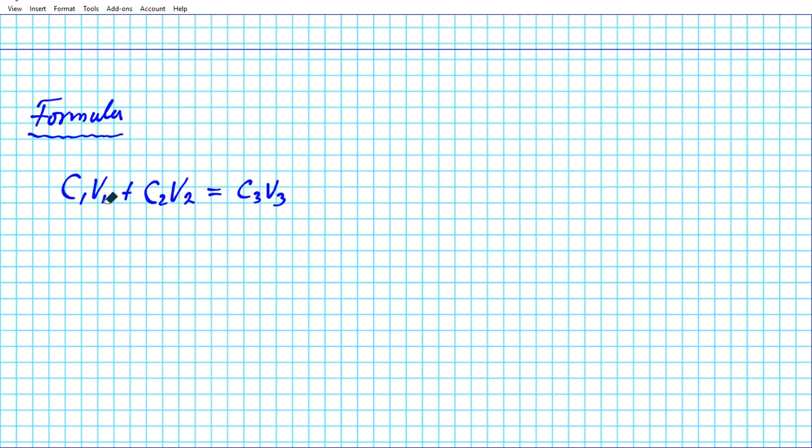So C1V1 for the first substance that we're mixing, C2V2 for the second substance, and C3V3 for the mixture. You also want to remember that V3, the volume of the mixture, is the sum of the volumes of the individual components that were mixed together to yield the mixture. So V3 is V1 plus V2.